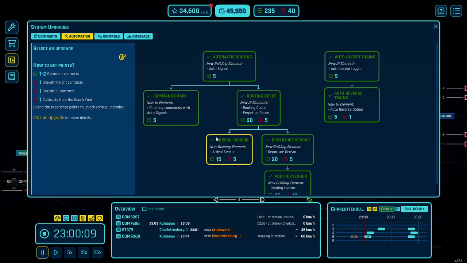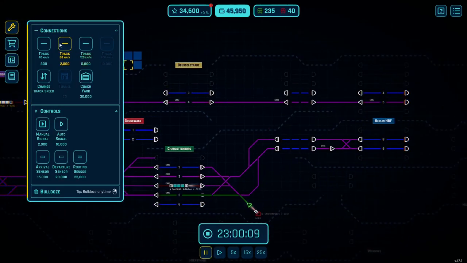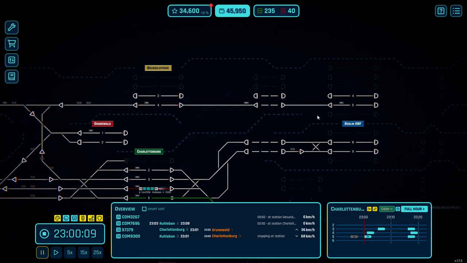And they do various things. Because the routing sensor has the most capability, per se, because it's not just dealing with a station, it could really help in the center of your network. It's the hardest one to unlock, the furthest down the tree. But that is what we need here, because basically this is a departure sensor.